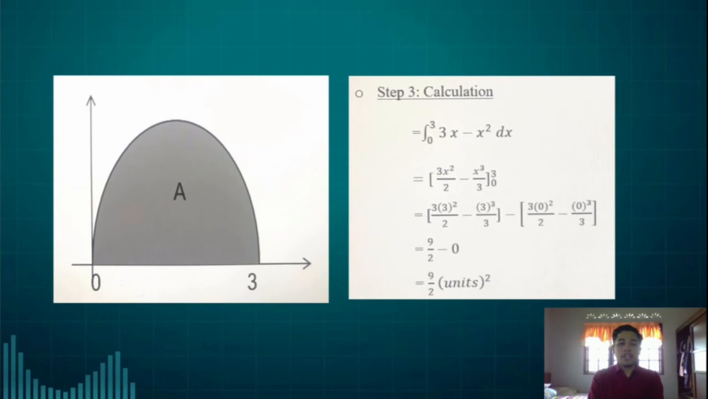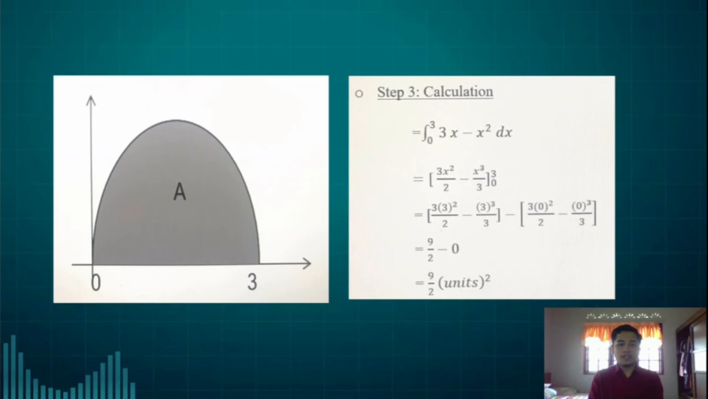So after you sketch the graph, you will see which area we will calculate. For step 3, you must remember that the upper graph will minus with the lower graph. For this graph, 3x minus x squared is the upper graph and y equals 0 is the lower. So 3x minus x squared will minus with y equals 0.